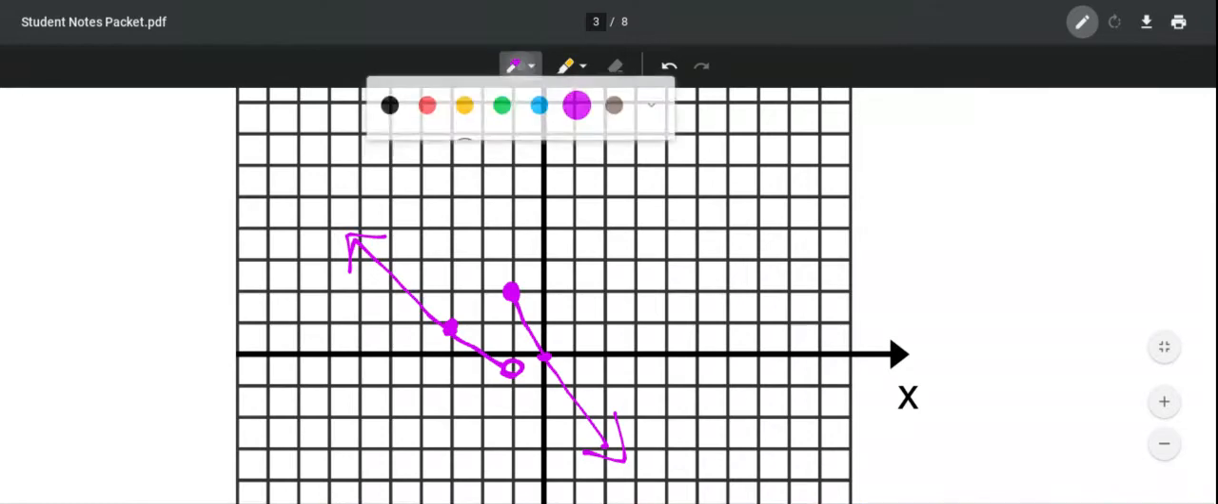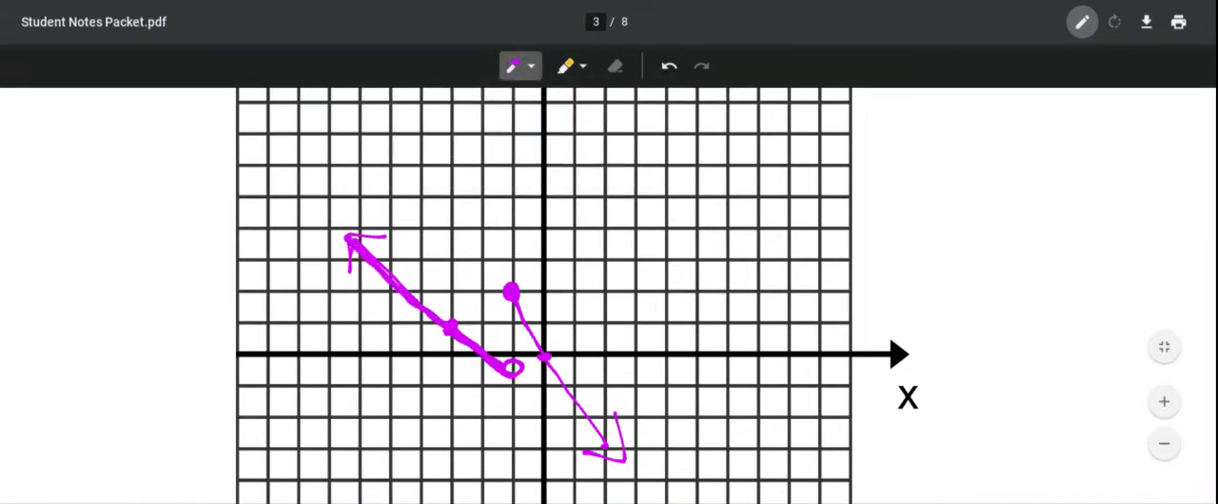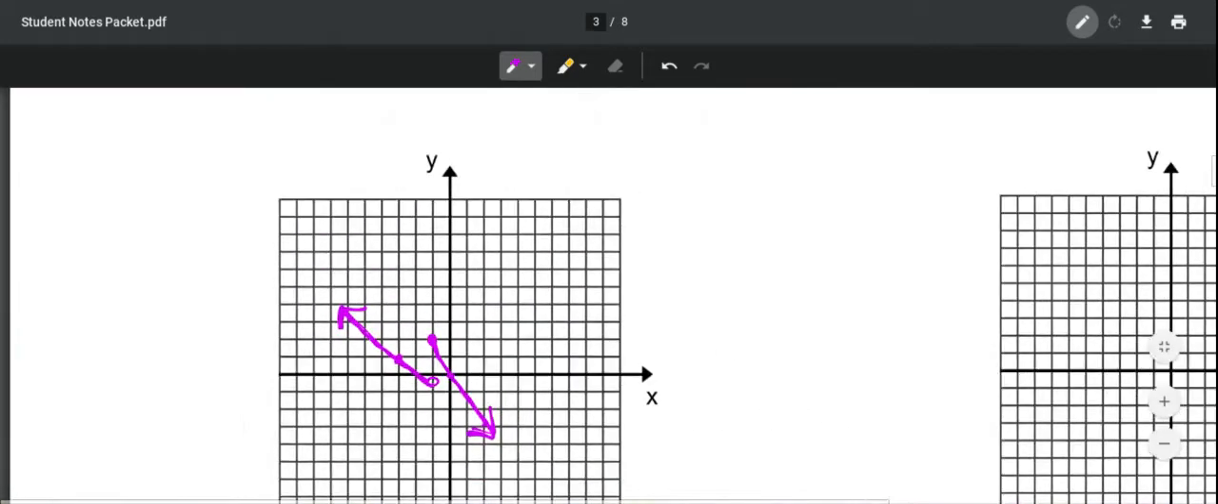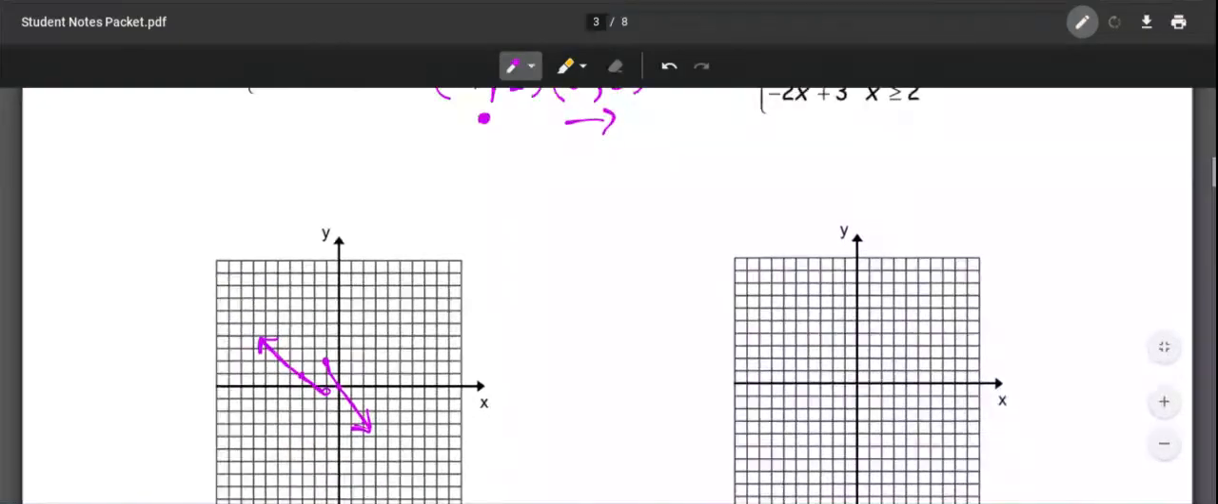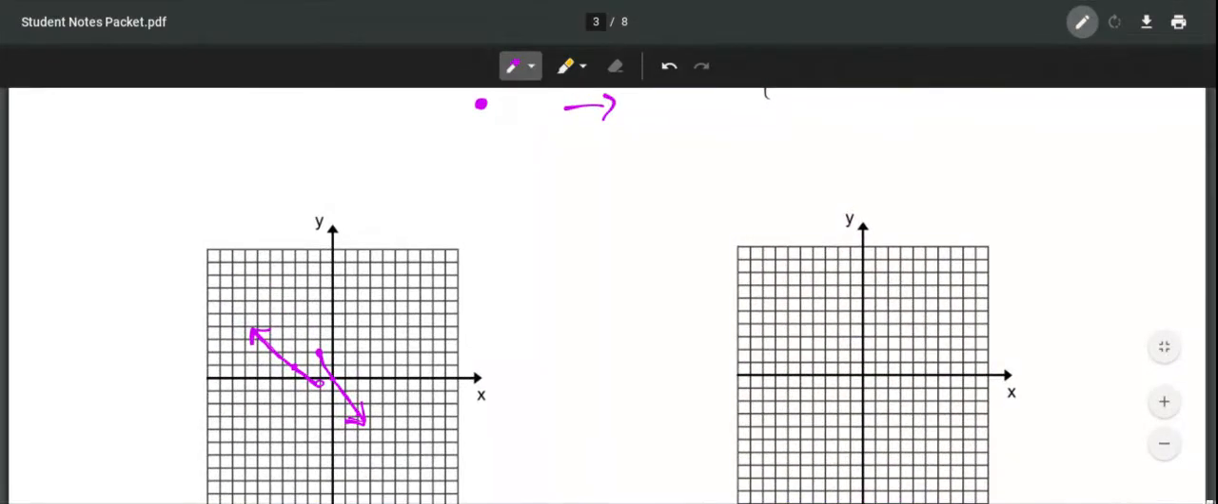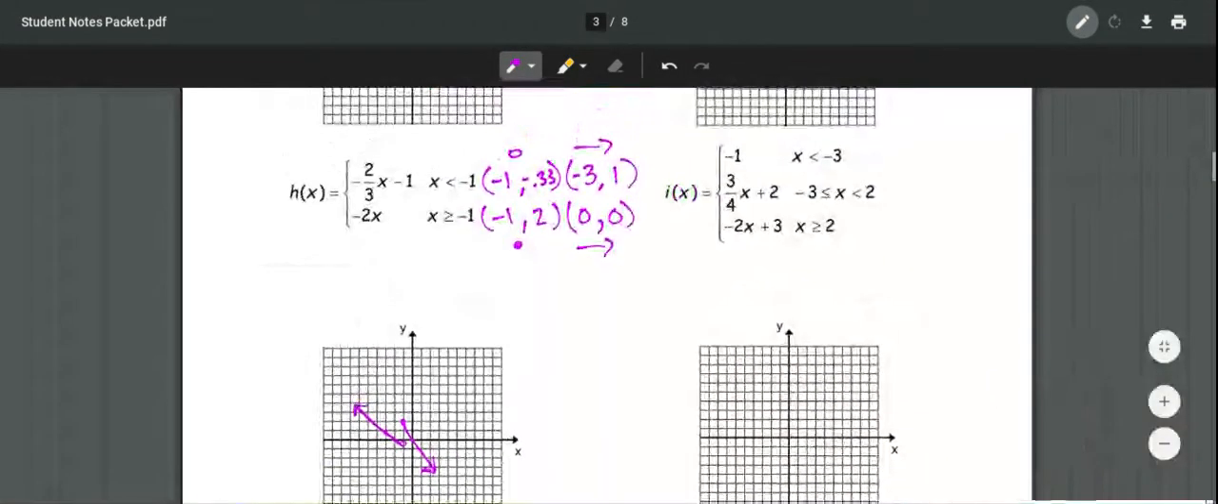So hopefully maybe it's a little easier when I do a thicker line. If I do the vertical line test, it still works, okay? So it's still a function. There you go.